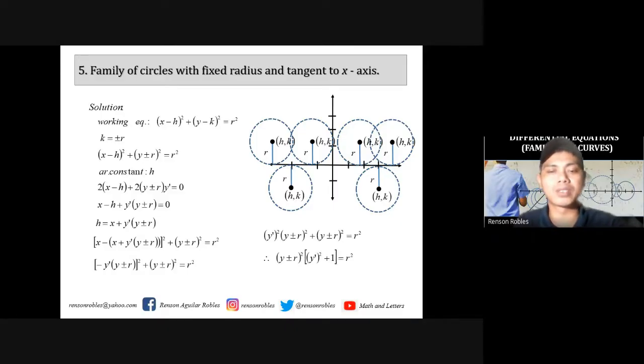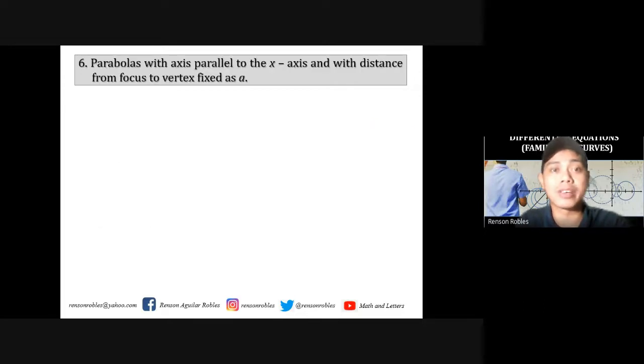(y plus or minus r) squared times (y prime squared plus 1) is equal to r squared, and that's the differential equation for the family of circles with fixed radius and tangent to the x-axis. Let's see some more. This time let's talk about the parabola.